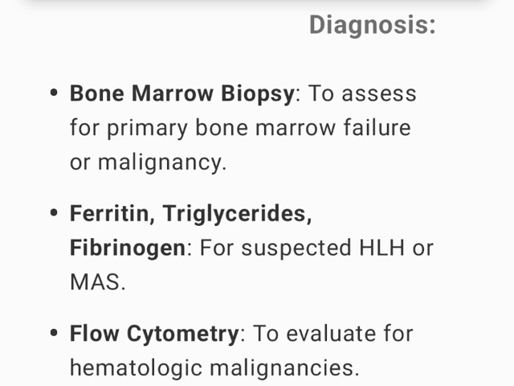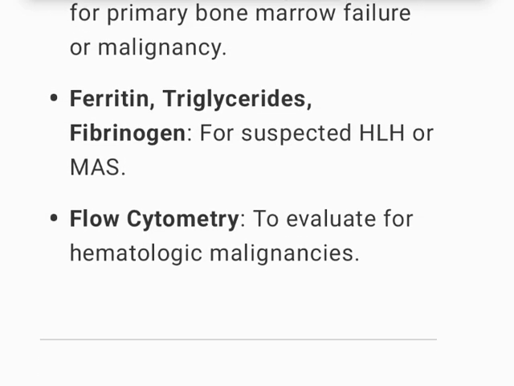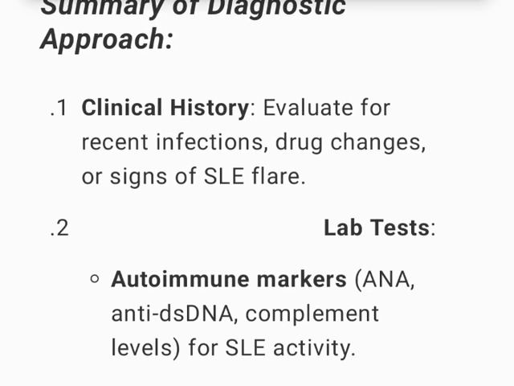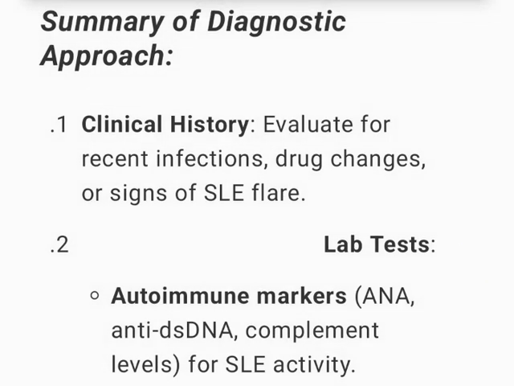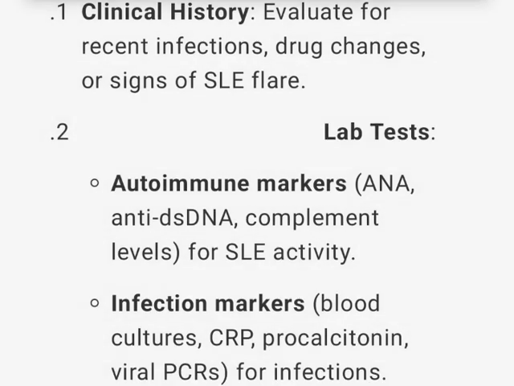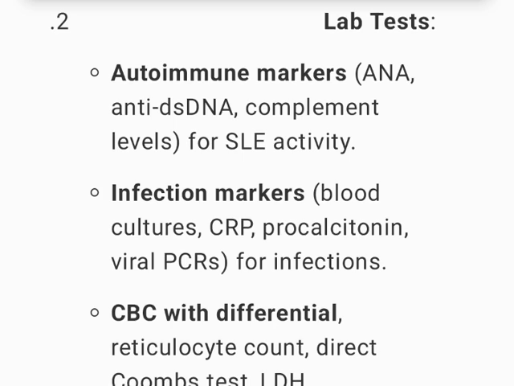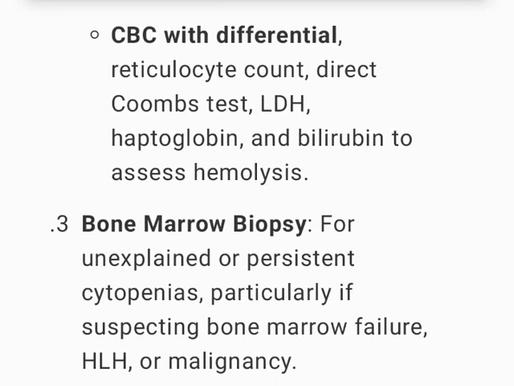Ferritin, triglycerides, fibrinogen for suspected HLH or mass. Flow cytometry to evaluate for hematologic malignancies. Summary of diagnostic approach. 1. Clinical history: evaluate for recent infections, drug changes, or signs of SLE flare. 2. Lab tests. Autoimmune markers: ANA, anti-dsDNA, complement levels for SLE activity. Infection markers: blood cultures, CRP, procalcitonin, viral PCRs for infections. CBC with differential, reticulocyte count, direct Coombs test, LDH, haptoglobin, and bilirubin to assess hemolysis.